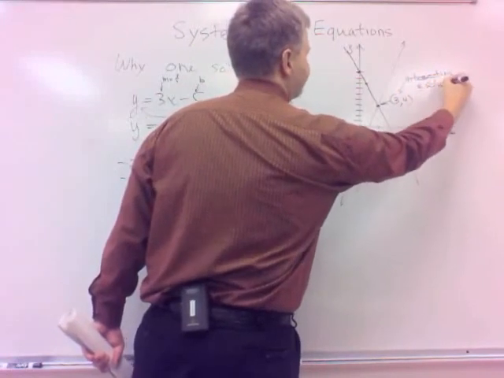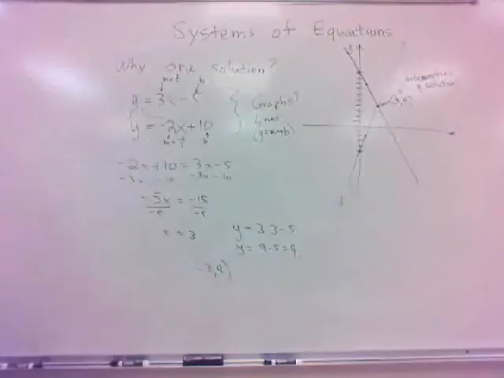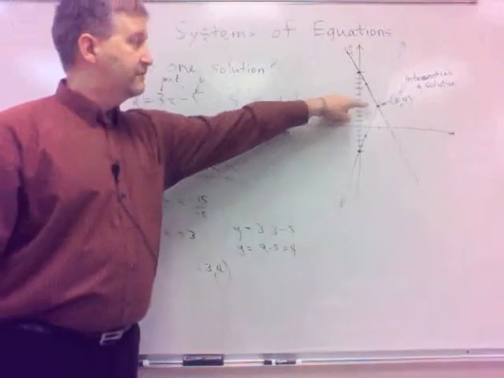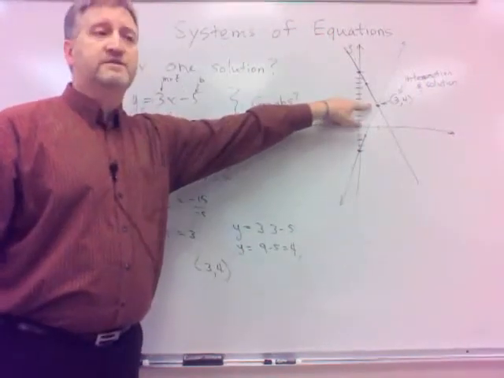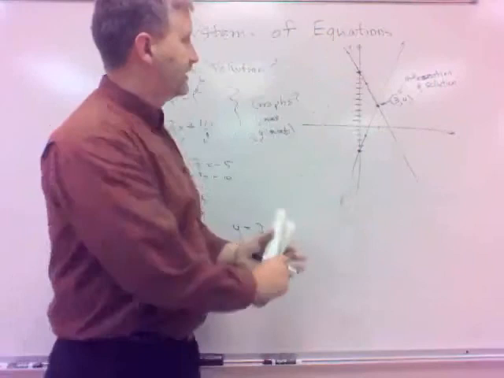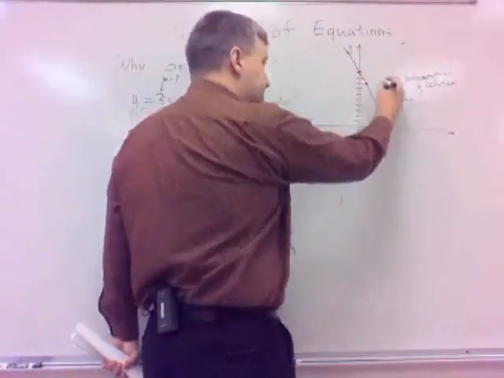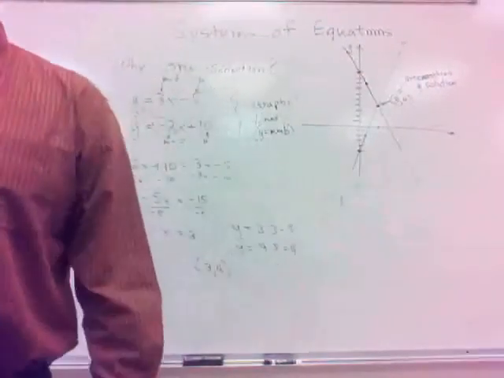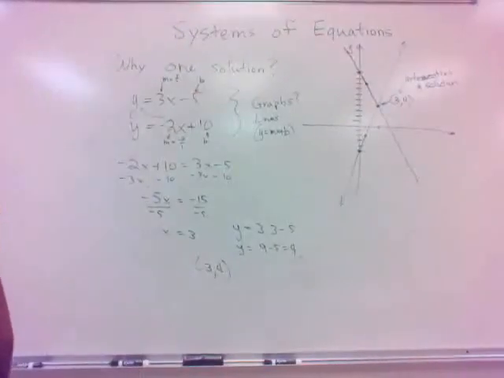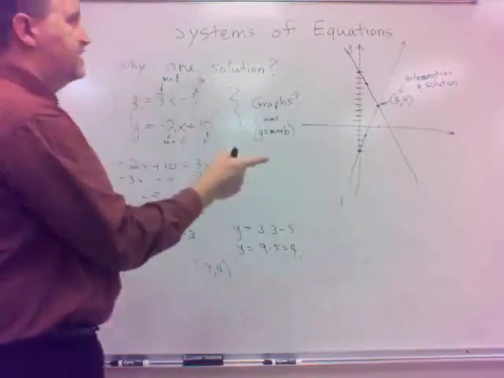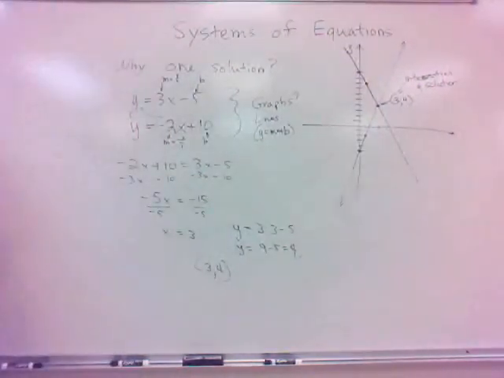Is that by coincidence? I don't think so. If you think about the system, I'm looking for a solution that is a point that satisfies both equations. Well, when I graph them, that's the only point that satisfies both equations, isn't it? Any other point, like this point, satisfies that line, but it doesn't satisfy the other line. This point satisfies this line, but the only point that satisfies both equations is the intersection point. And so that's the connection, why we're getting one solution on the ones that we did previously.